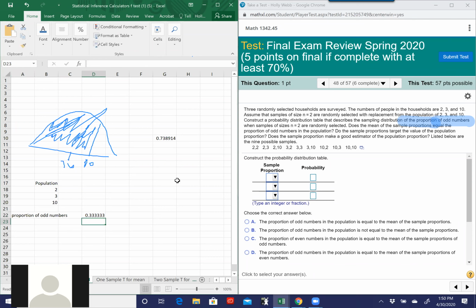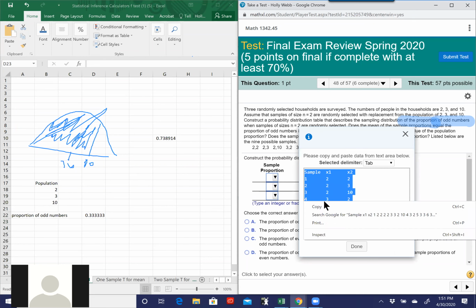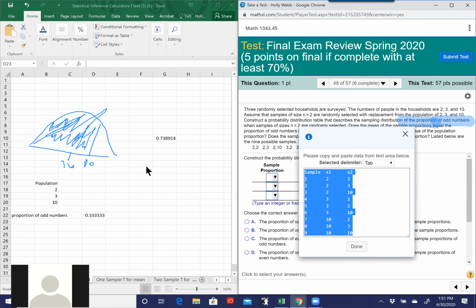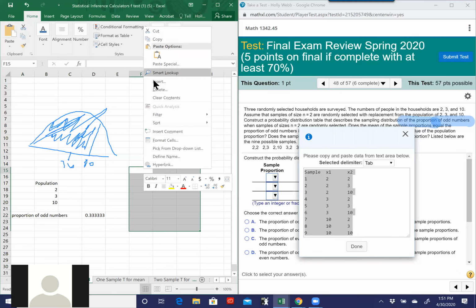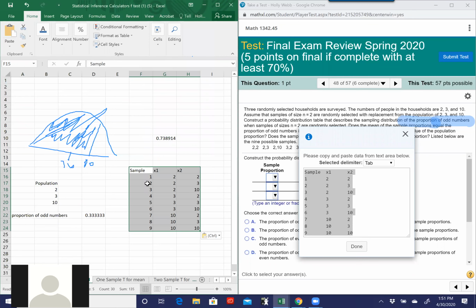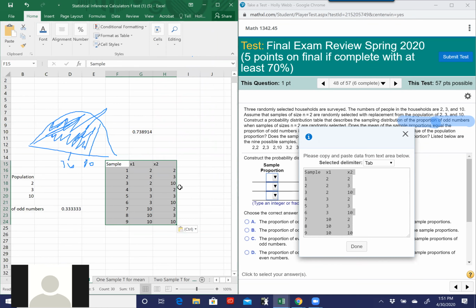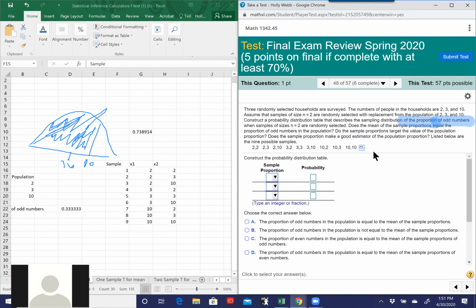Okay, let's see about the mean of our sample proportions for the proportions of odd numbers. So I'm going to copy these samples. I'm going to paste them over here. And there are 9 samples, and this is all the possible samples of size 2 from this little population of 3 numbers. Now, what we want to do is find the proportion of odd from each sample.